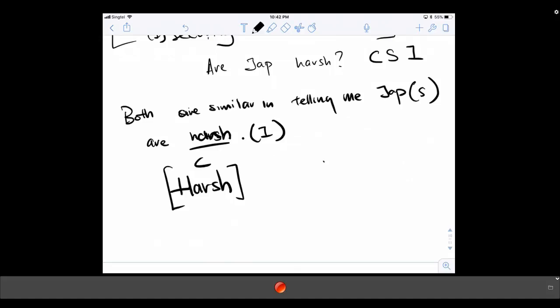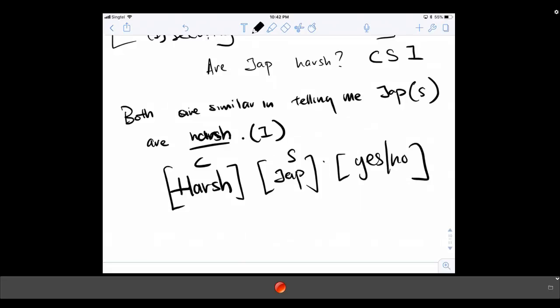What are you comparing? You're comparing the harsh, whether the Japanese are harsh. So this is what you're comparing, whether the Japanese are harsh. So what is your subject? It would be the Japanese. Yes, this would become the subject. And what is the inference? The inference becomes either yes or no. I can infer that yes, the Japanese were harsh, or I can infer that no, the Japanese were not harsh. So the criteria is actually implied in the sentence when you say that you're telling me the Japanese are harsh. Both are similar in telling me the Japanese are harsh.